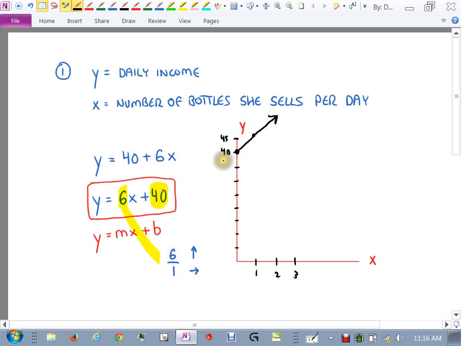And notice that I do not have any line back here to the left because it doesn't make any sense for her to sell negative bottles. So that's the graph of this linear equation.